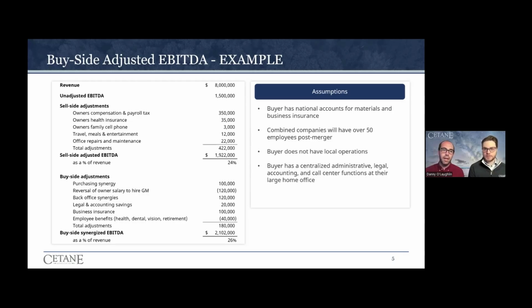So then I go, okay, well, Nick, I have a relation with ABC supplier. So I get a purchasing synergy of 100 grand. I just get better prices on materials. However, I don't have local operations. So Nick was working 30 hours a week.